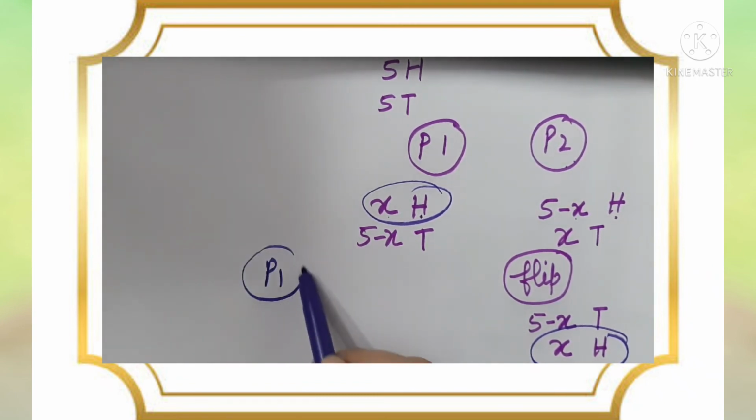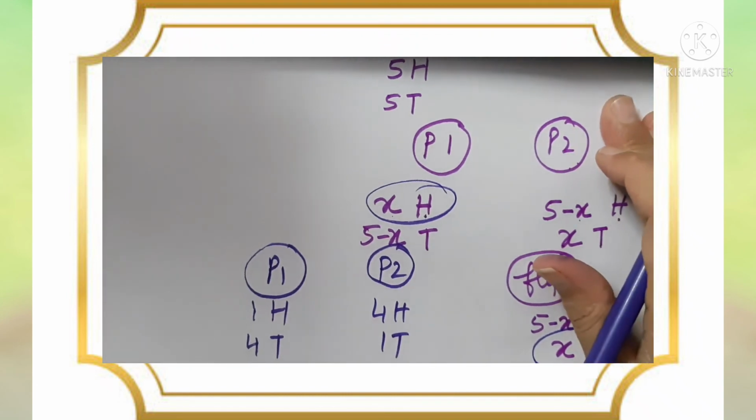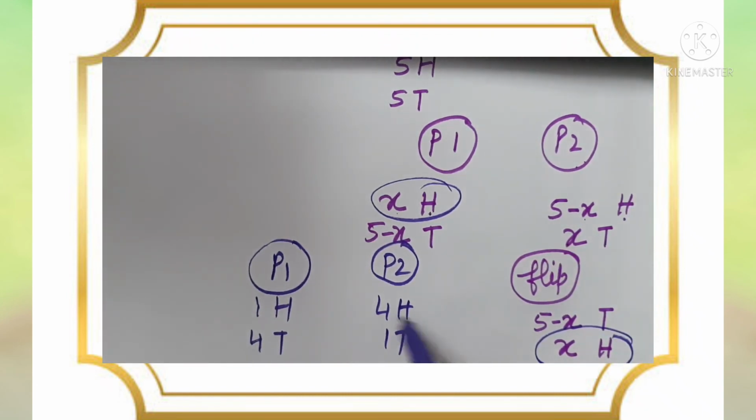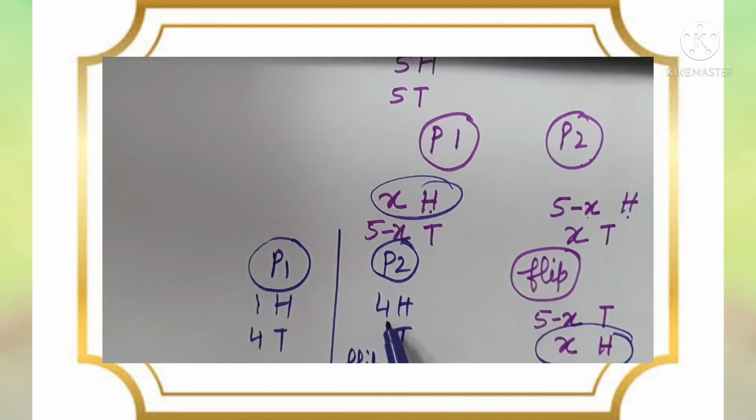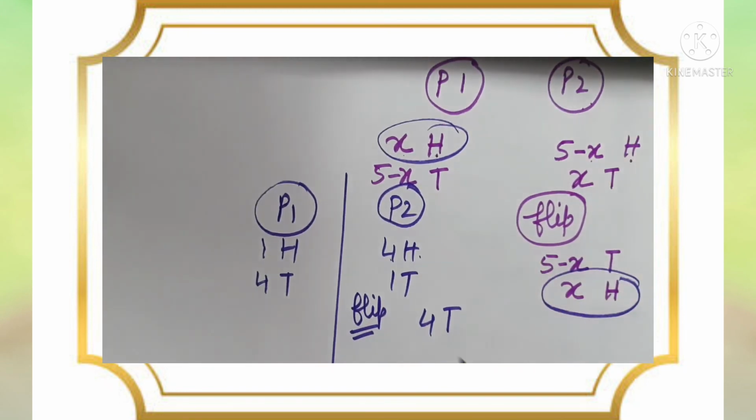Let us quickly take up another example. Say in pile number 1, we have 1 head and 4 tails. So in pile number 2, we will have 4 heads and 1 tail. If you flip all the coins on the right hand side, that is in pile number 2, what do you get? When you flip all the coins one time, the 4 heads become 4 tails, and the 1 tail becomes 1 head.